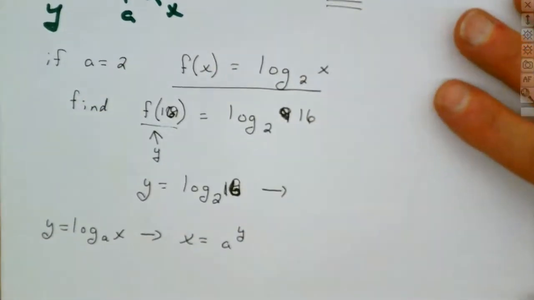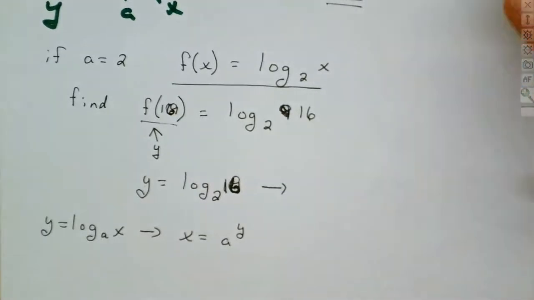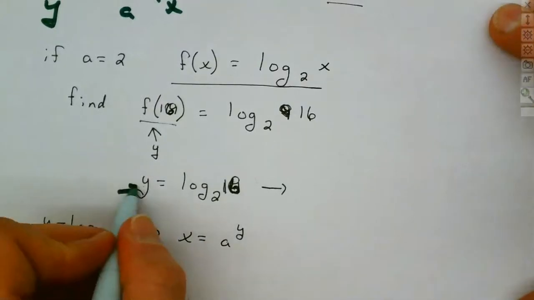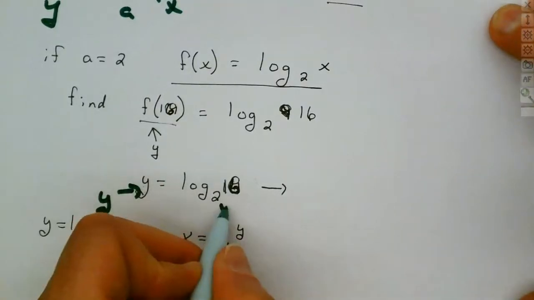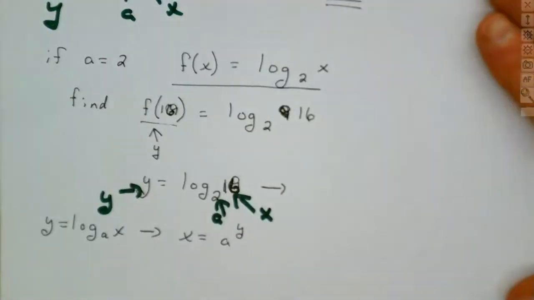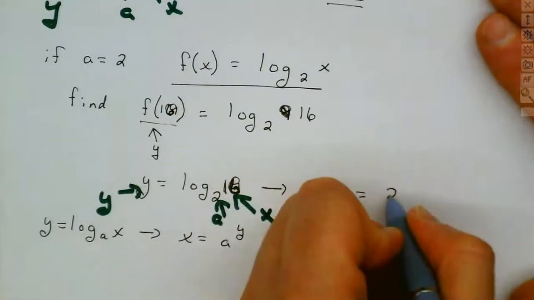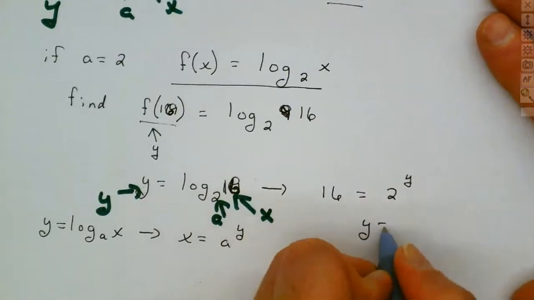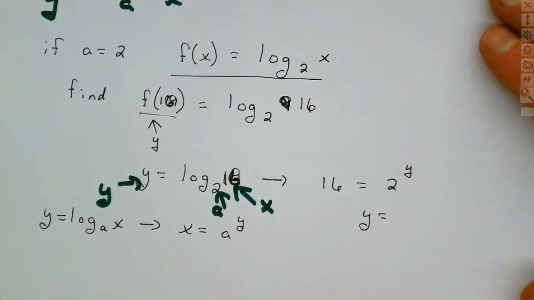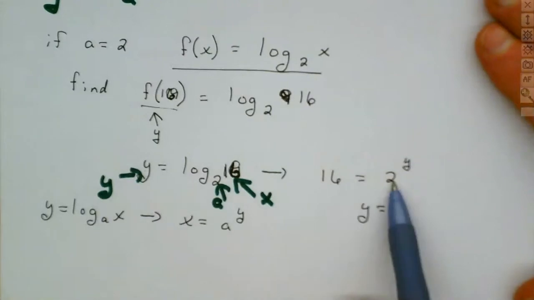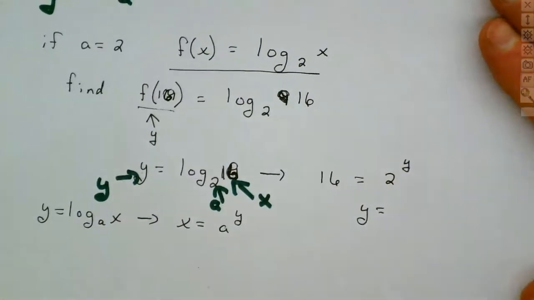Okay, so log base 2 of 16. When I convert this, what would this convert into? If I convert it using our log formula, y is your y, this is your a, and that's your x. So when I convert it, what does it look like? It looks like 16 equals 2 to the y power, and what would y be here? Anybody know? Okay. 2 raised to what power gives you the 16? Use your calculator.